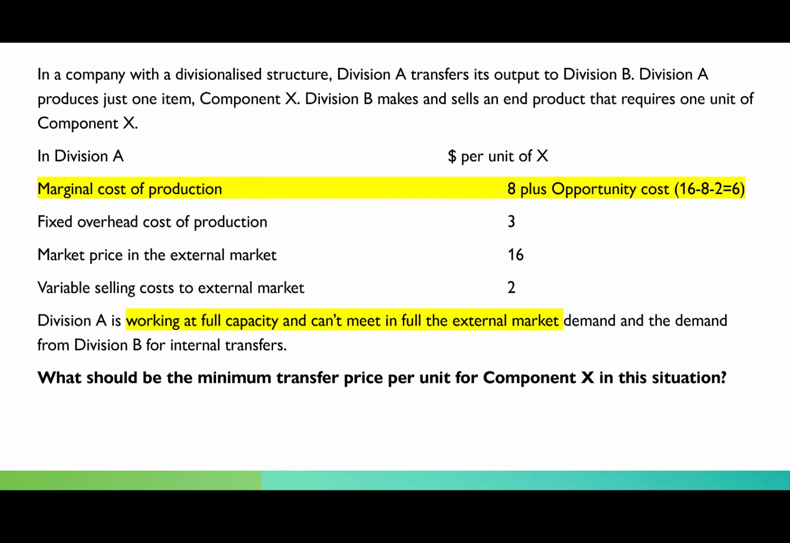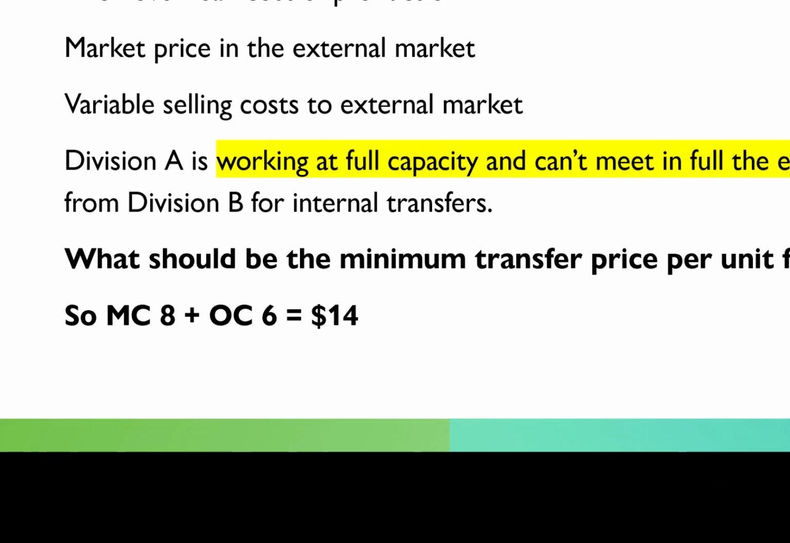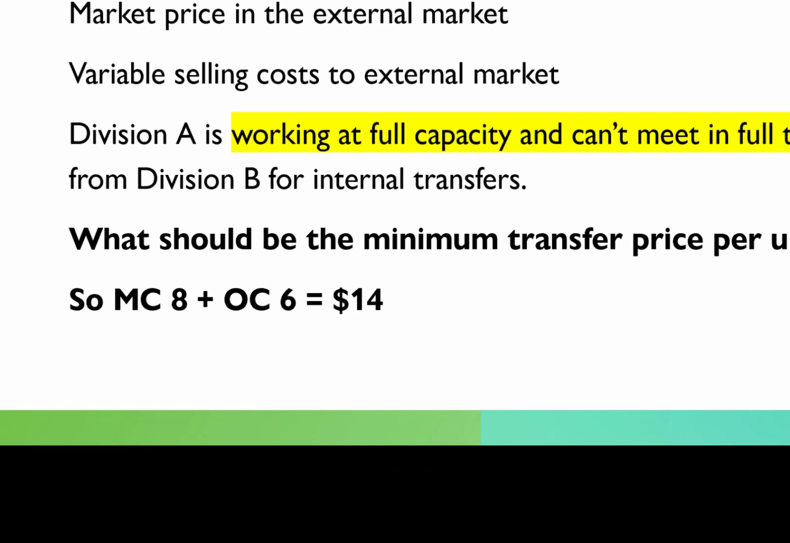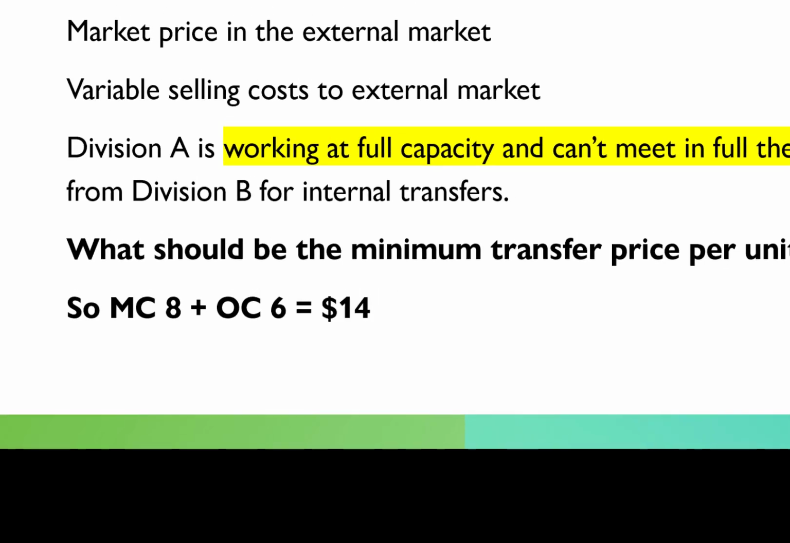And so here the answer is, the marginal cost of production now is 8, but we have to add an opportunity cost, which is the loss contribution from selling externally. And that's because they're working at full capacity. And that opportunity cost would be the market price, less the variable cost of production, less the variable selling cost to the external market, which would be 6. So therefore, the price will be the marginal cost of 8 plus the opportunity cost of 6, which is 14.